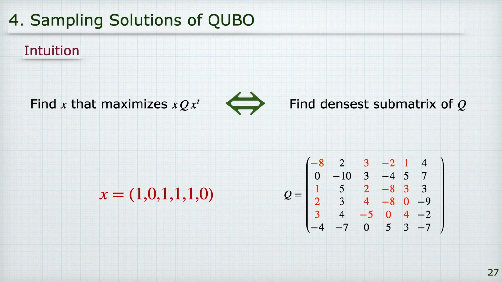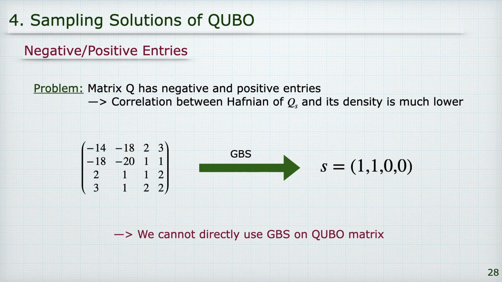So first, the intuition is almost the same as for the quadratic knapsack problem. That is, finding x that maximizes the quadratic term xQx is the same as finding the densest submatrix of Q. And this sounds really good because this is exactly what GBS could do. Unfortunately, this won't work. The reason is that the QUBO matrix has negative and positive entries. And in that specific case, the affine operator is much less correlated with the graph density. Here is an example, in which the upper left coefficients are negative but have much higher absolute value.